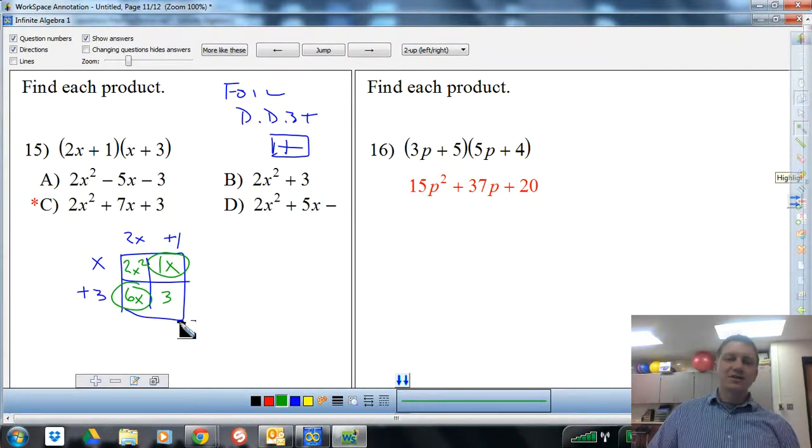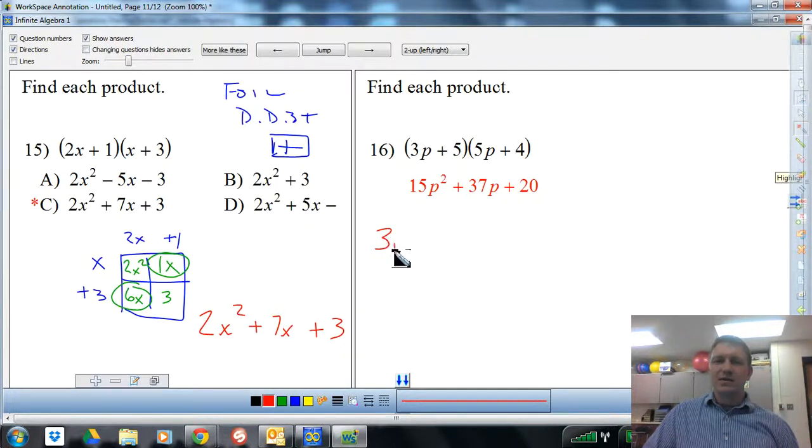Now remember, like terms means that they have the same variables raised to the same exponents. So I rewrite it as 2x squared, no friends for that one to go together with. So this one is 6x plus 1x is 7x, and then plus 3 gets tagged along for the ride. Does that look right? Yep. Checks out.